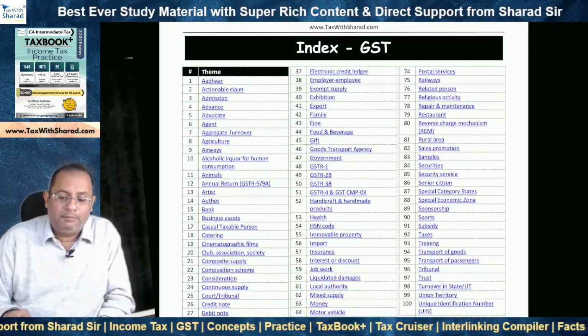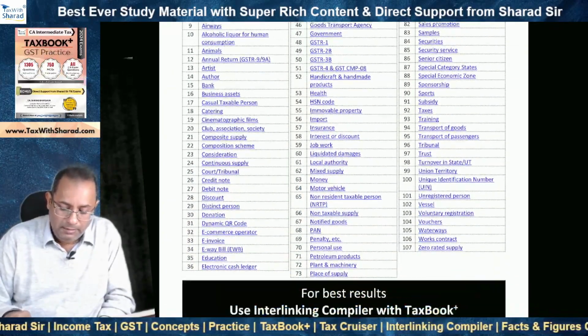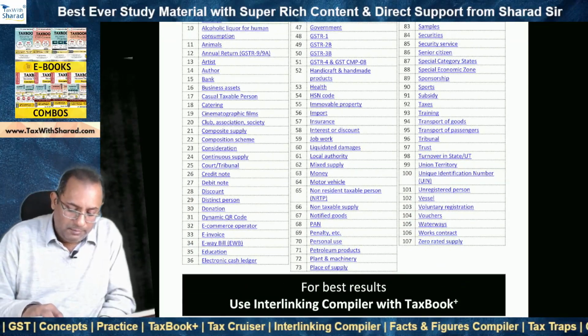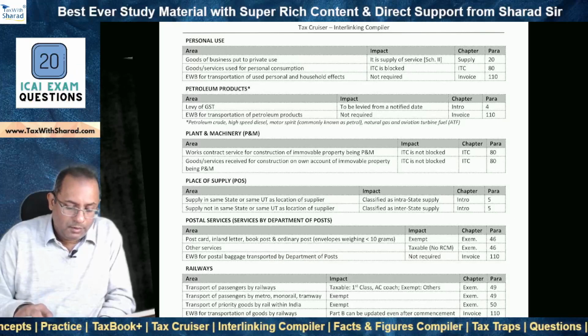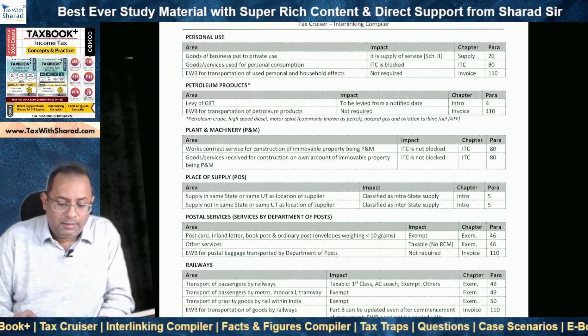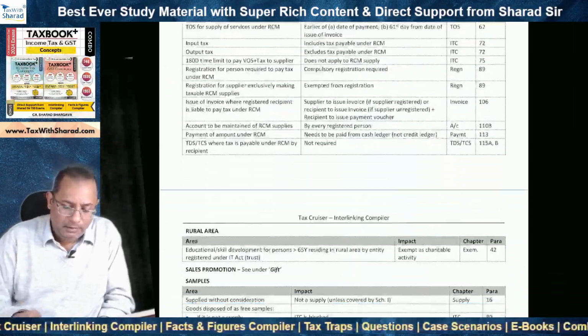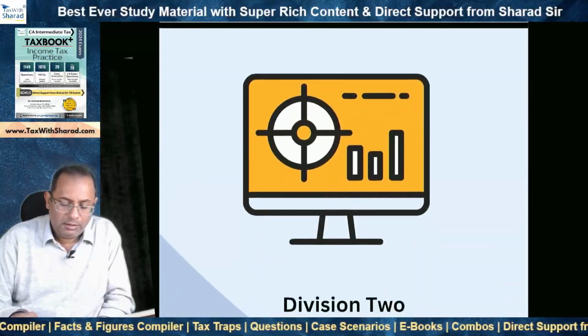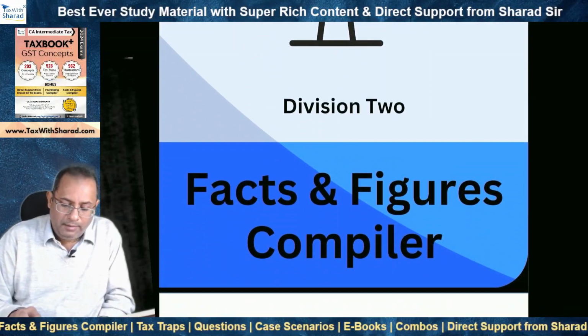Similarly, you have this interlinking compiler for GST and you see all these themes. So there are 107 themes and all, right? So for example, if you click on personal use, all these angles, all these interlinkages come into play. And see, there is so much in GST which you need to keep in mind. So this is really, really handy.